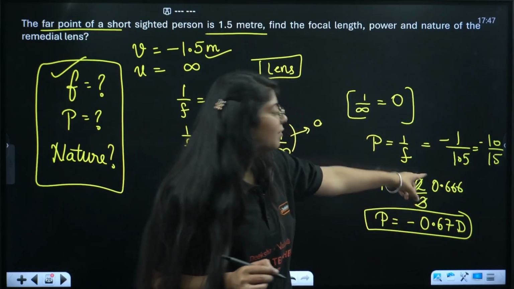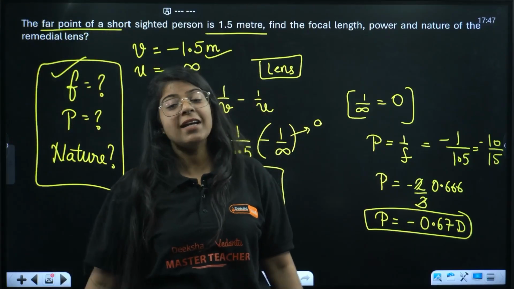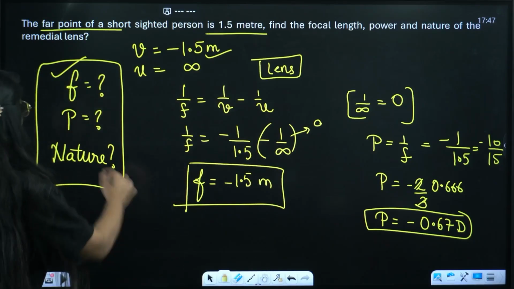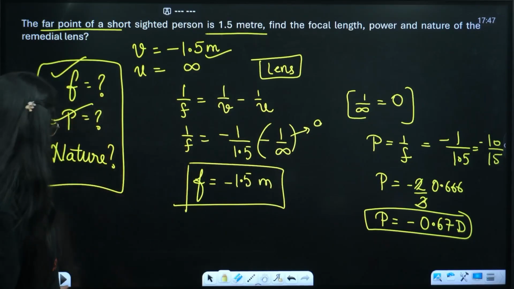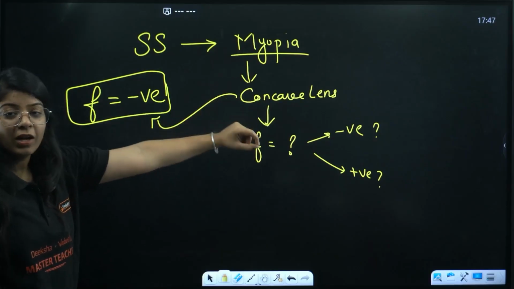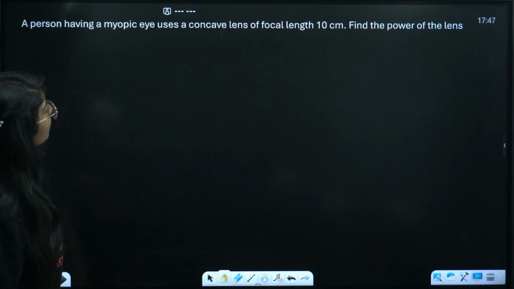2 by 3 will be 0.666666. That you can write as 0.67. Okay, this is done. Question is done. And the nature we already found, that is a concave lens. Why? Because focal length is negative. Done.